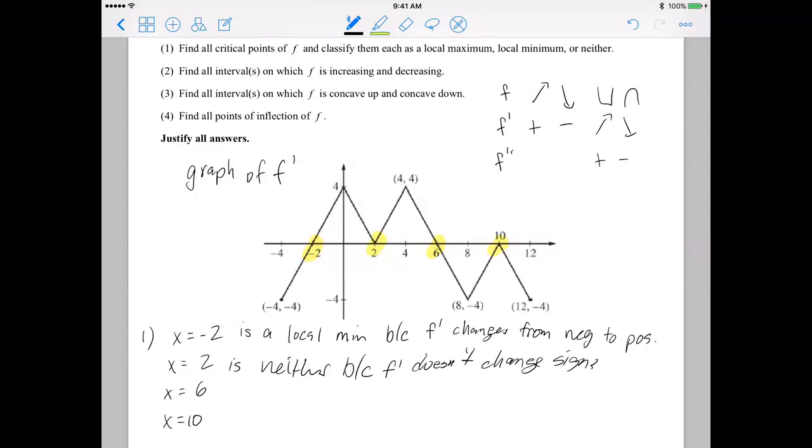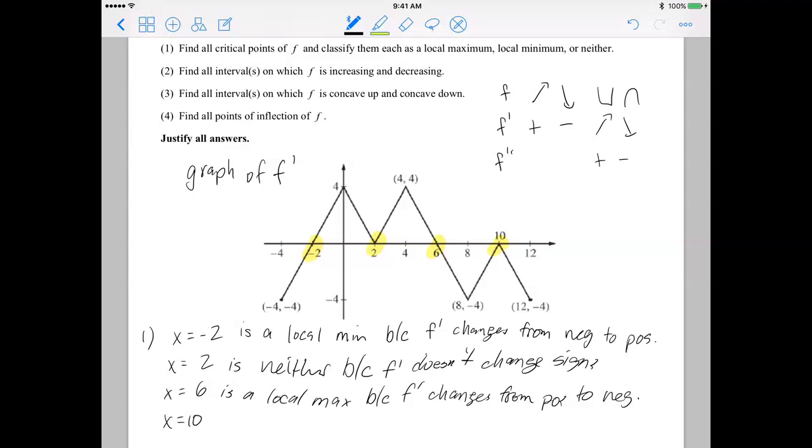Okay, at x equals 6, I see the opposite happening of what I saw at x equals -2. I see the derivative going from above the axis, or positive, to below the axis, or negative. So x equals 6 is going to be a local max because the derivative graph, f prime, changes from positive to negative. Okay, so that is a well-constructed sentence that correctly justifies my answer.